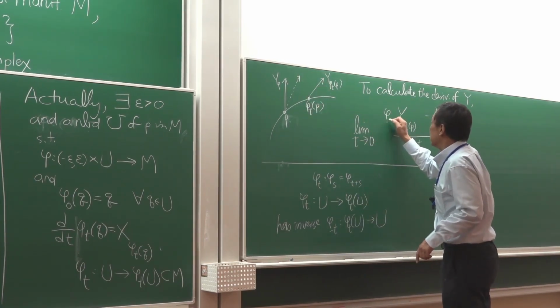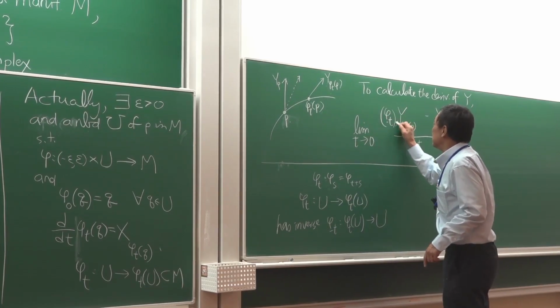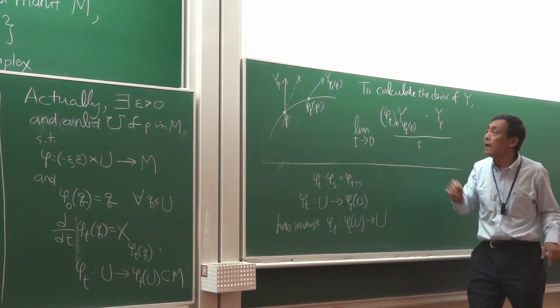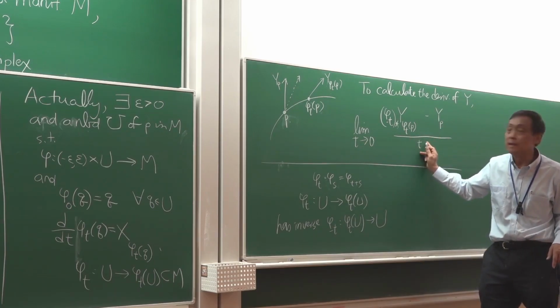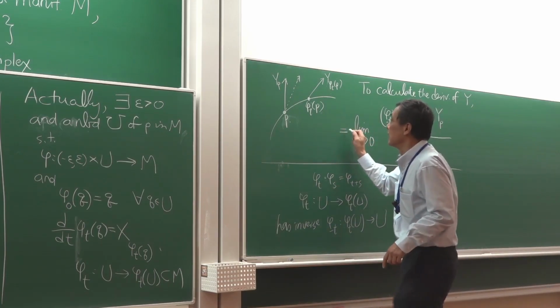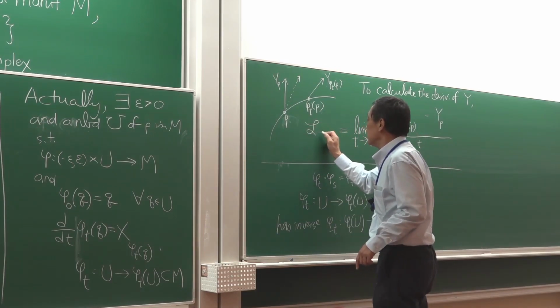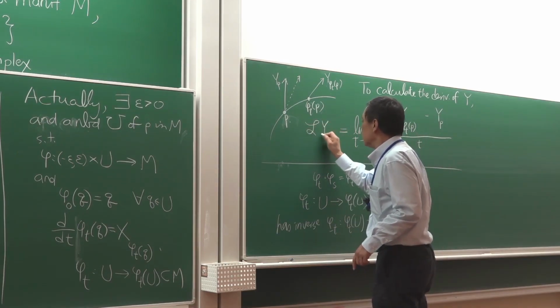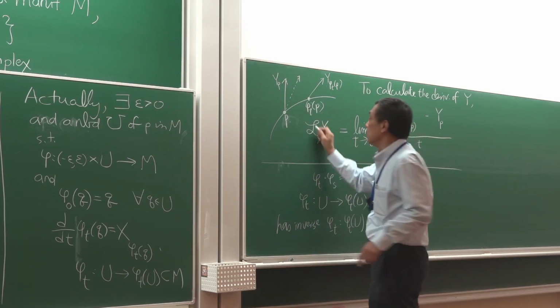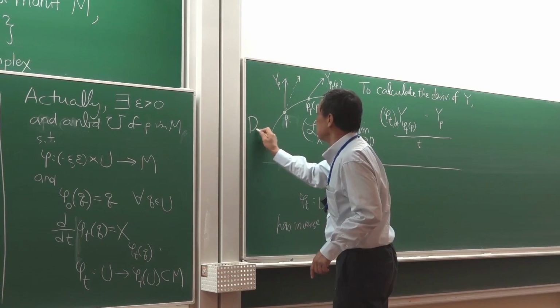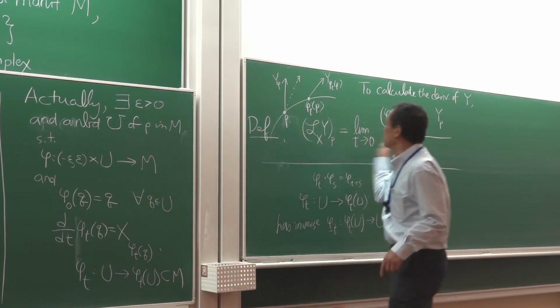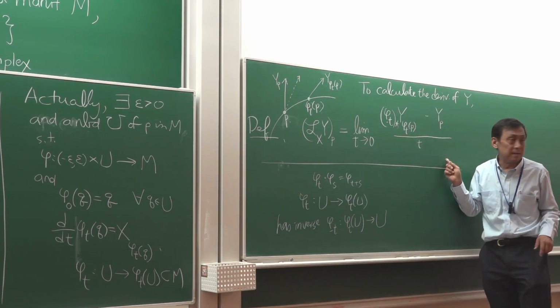Okay, so that is phi of minus t, the differential. And now I can subtract. Okay? And this is the definition of the Lie derivative of y with respect to x at the point P. Okay? So this is the definition of the Lie derivative.